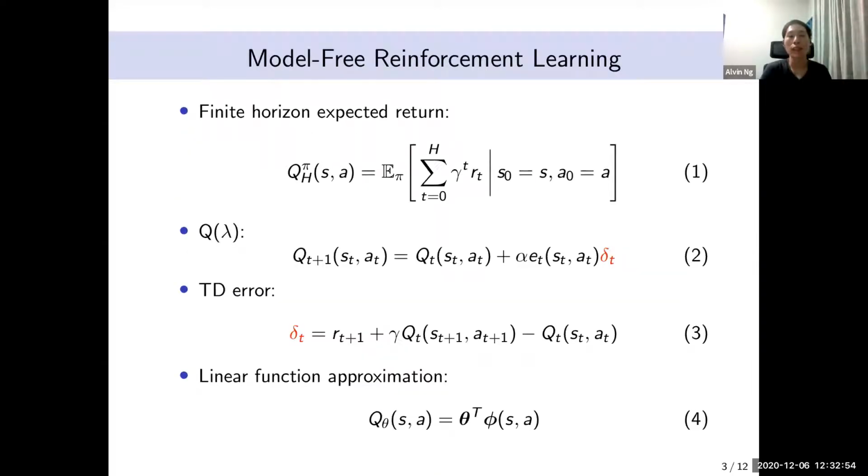To learn the policy, we use model-free reinforcement learning to learn the Q function, which maximizes the finite horizon expected return. We use Q lambda with the TD error as defined in equation 3. As we are interested in large-scale planning problems, we need to approximate the Q function. We chose linear function approximation as it has strong theoretical convergence guarantees. The parameterized Q function is then given as a dot product of the feature vector and the weight vector.